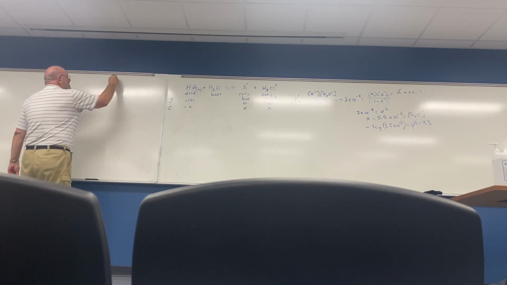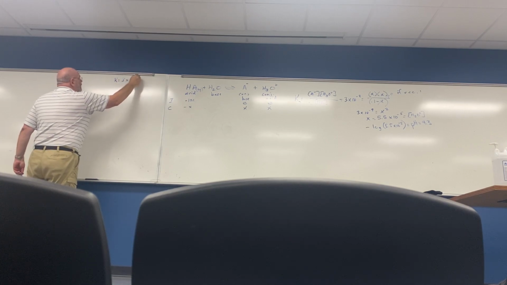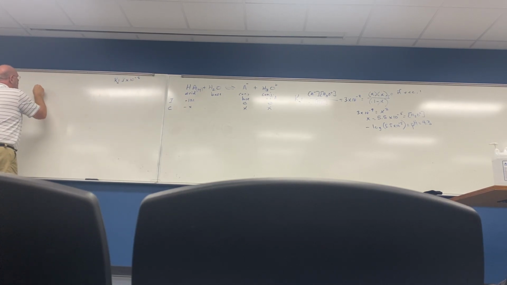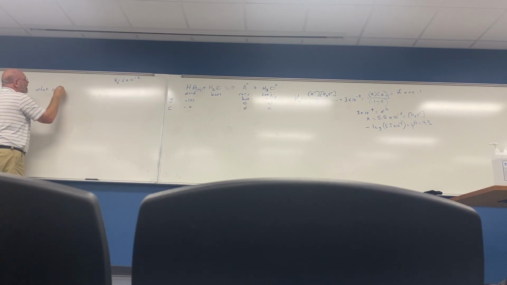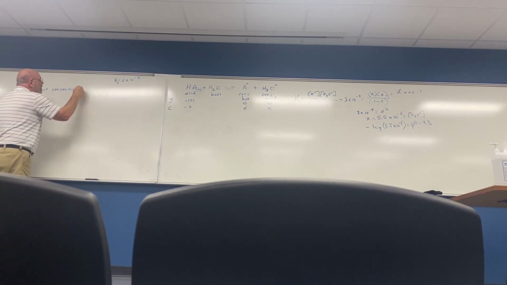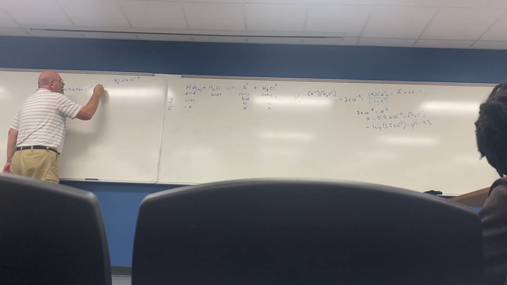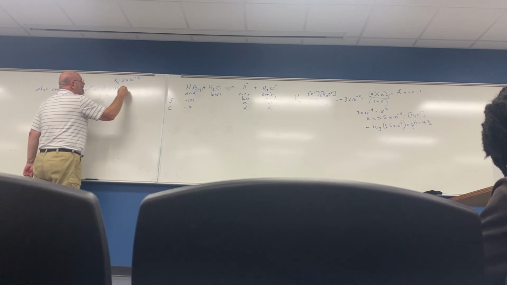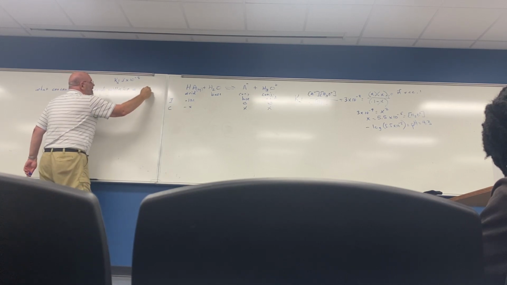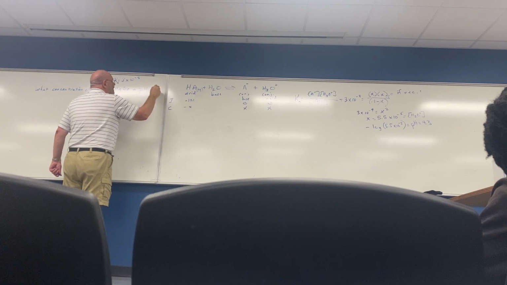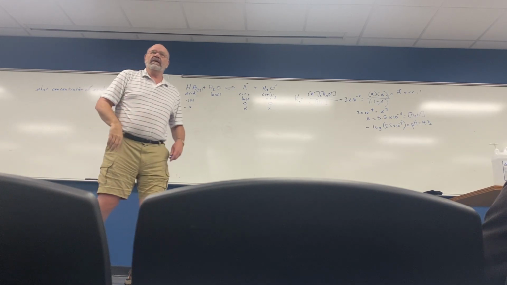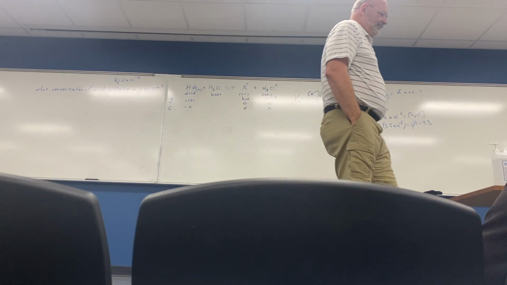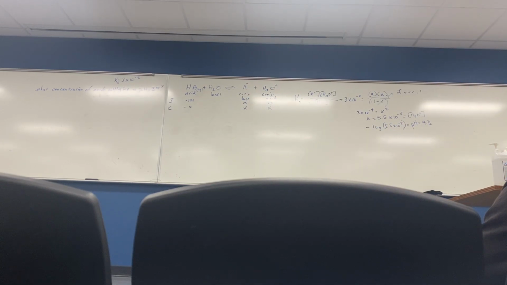Let's try this. Let's keep the same one. I want a pH of 3.9. What concentration of acid do I need to put in there? It's the same acid we were just doing over here, the same Ka. I want it to be 3.9.